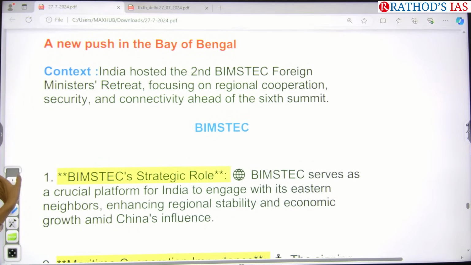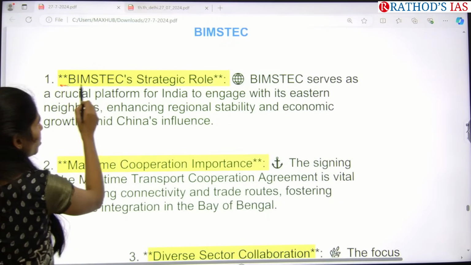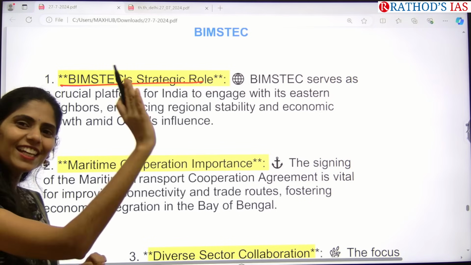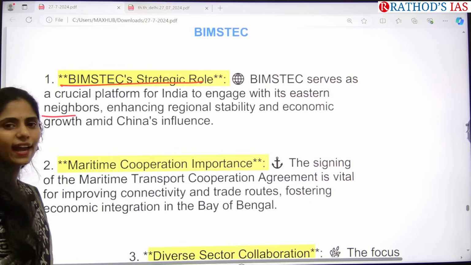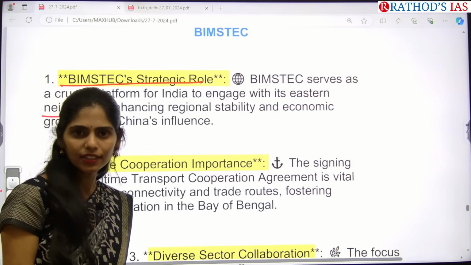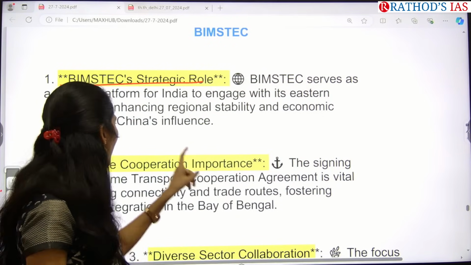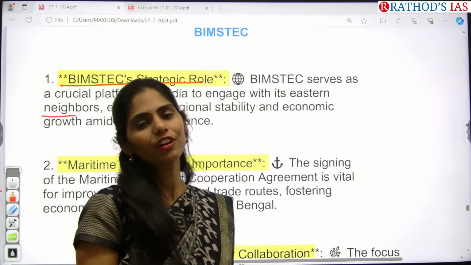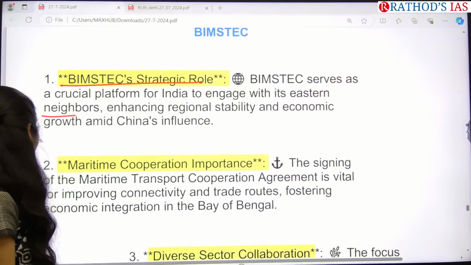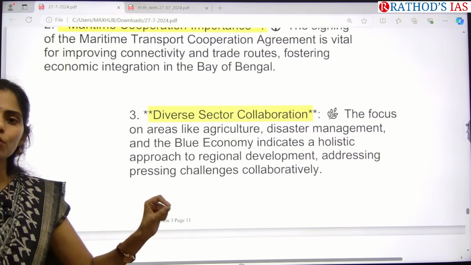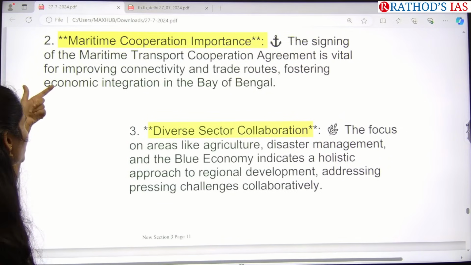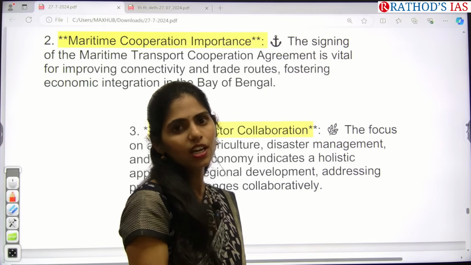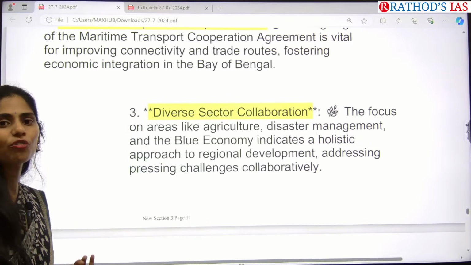So what are the key highlights of this article? The first one is BIMSTEC's strategic role. BIMSTEC serves as a crucial platform for India so that we can easily engage with eastern neighbors. What do we get in return? We can get regional stability, we can focus on our economic growth, and we can counter China's increasing influence in these eastern countries. And next, it will also be helpful for maritime cooperation between these countries, because maritime transport is one of the important modes of transport, right? So for that also it is very important, especially in the Bay of Bengal region.